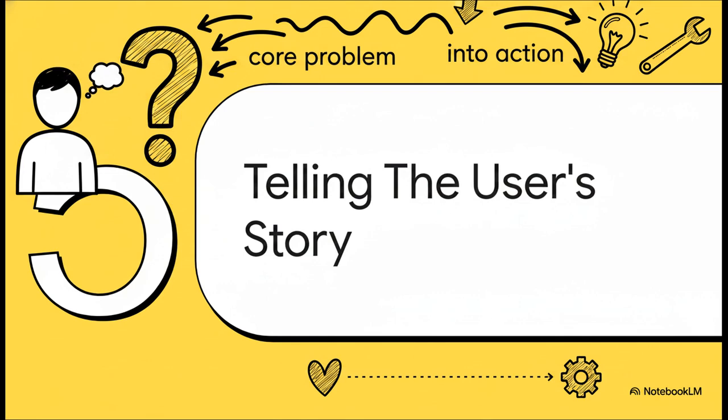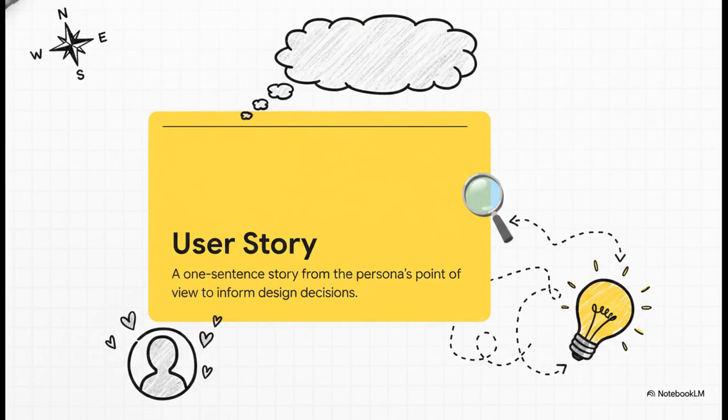So once you have your persona, once you have Thierry, the next step is to really nail down their core problem. And that brings us to the next tool that designers use to turn all this empathy into focused, concrete action. They do this with something called a user story, and it's a deceptively simple little tool. It's just one sentence that captures exactly what the persona needs, told from their point of view. And that one sentence? It becomes the North Star for every single design decision that follows.